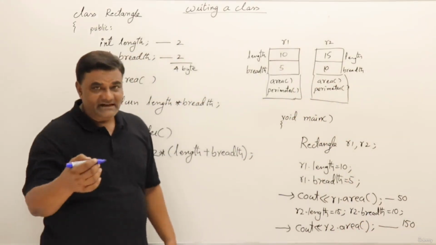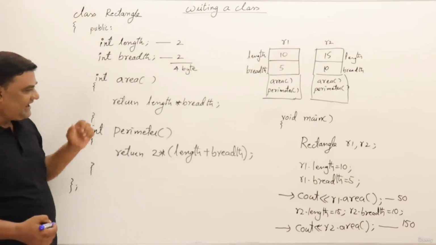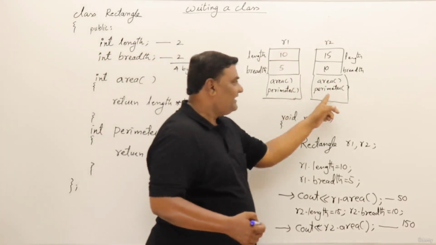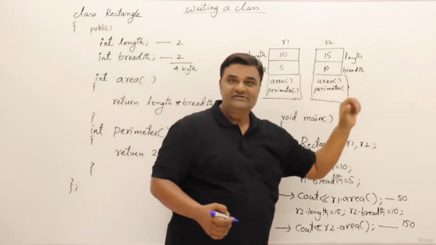So as I was discussing in my previous video, suppose this is a design of a fingerprint scanner. Now we have two fingerprint scanners. This is having its own functions and data. This is having its own functions and data.